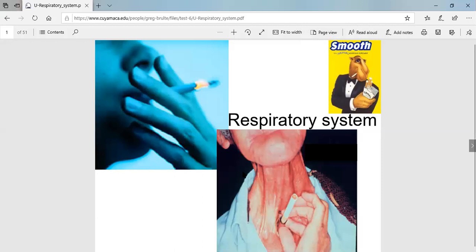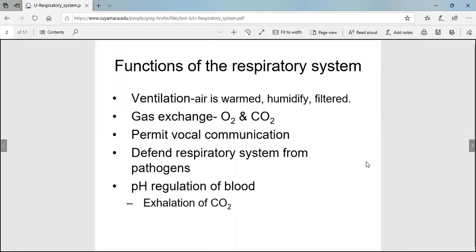So let's see, this is the respiratory system, and smoking is probably not a good thing. Don't end up like this. So I think I've got this on screen share. Yeah. So, functions of the respiratory system.